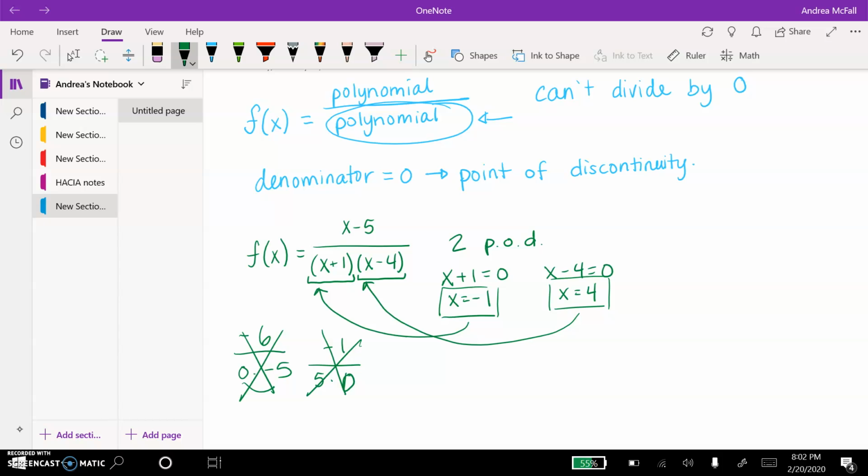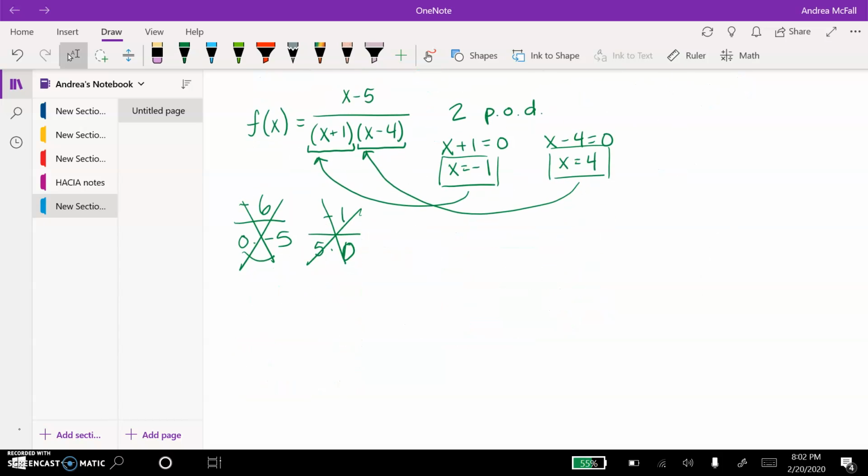But if it asks you to determine if they are vertical asymptotes or holes, we have to then use the numerator. So this is from my denominator. And you only have to compare it to the numerator again if it asks are they vertical asymptotes or holes. So with the numerator, I set that equal to 0. And I get x equals 5.